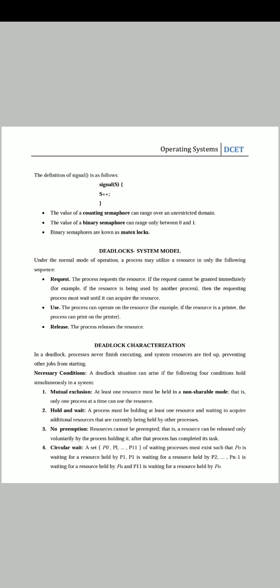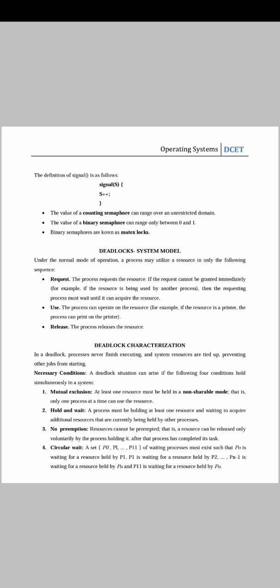The second is hold and wait. Suppose the process P1 is holding some resource R1, and that same process P1 is requesting another resource R2 that is held by some other process. That leads to deadlock. It has satisfied the second condition, hold and wait. A process must be holding at least one resource and waiting to acquire additional resources that are currently being held by another process.